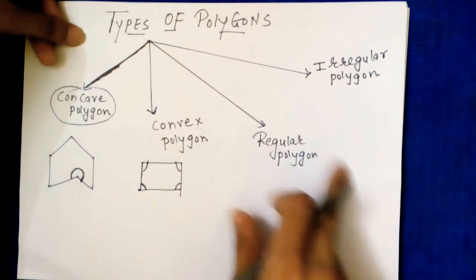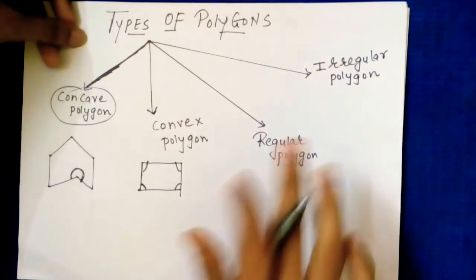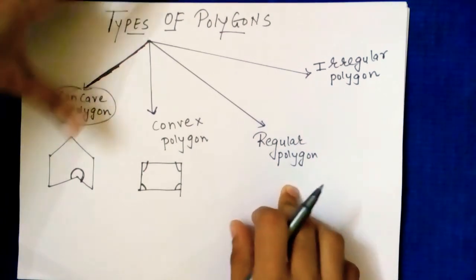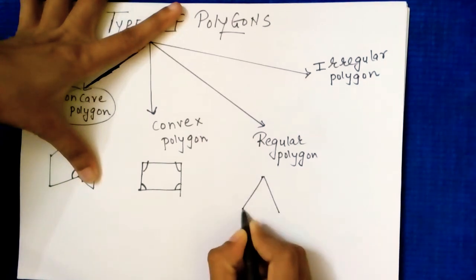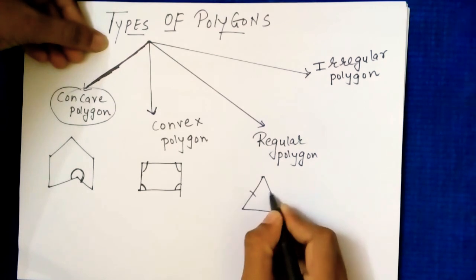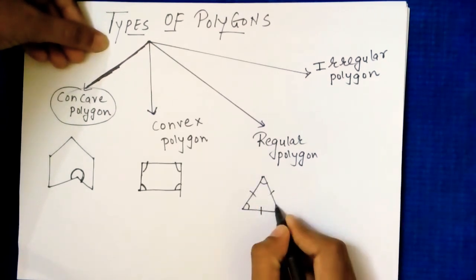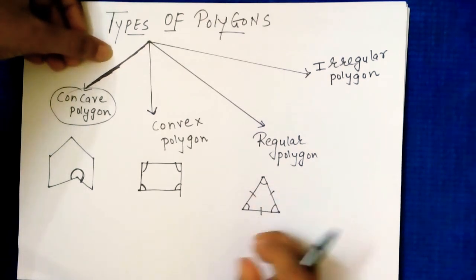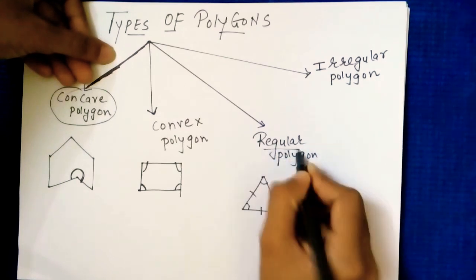Now moving ahead with regular polygons. What are regular polygons? Regular polygon means a polygon having all sides equal as well as all angles equal. For example, if you take the example of an equilateral triangle, in an equilateral triangle, all 3 sides are equal as well as all 3 angles are equal. So such a type of polygon is called a regular polygon.